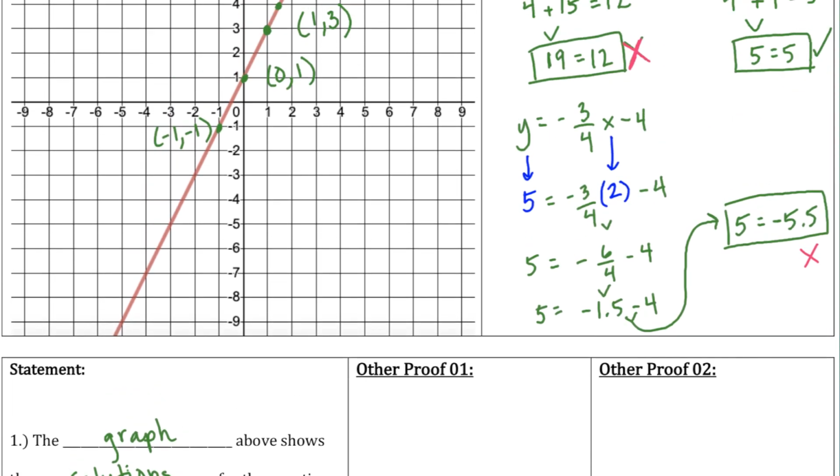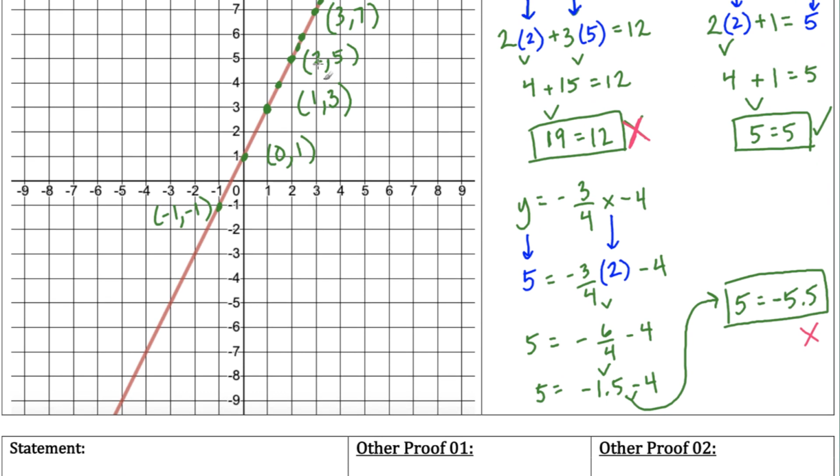So this (2, 5) worked. I guess I'll put it in blue right here. So this (2, 5) worked to make a solution for 2x plus 1 equals y. That means that (1, 3) should work for 2x plus 1 equals y, (0, 1) should work for 2x plus 1 equals y, and (-1, -1), and so on and so forth. Any point on this line should also work for 2x plus 1 equals y.